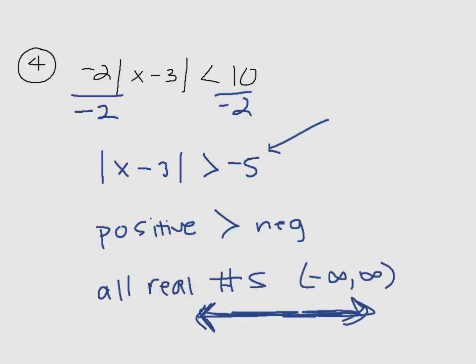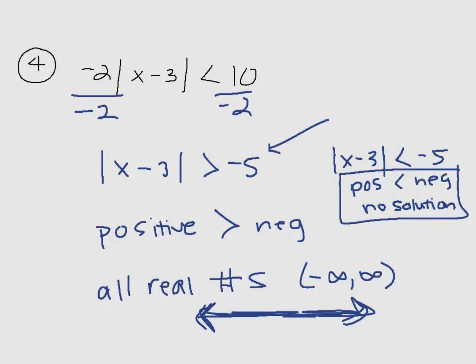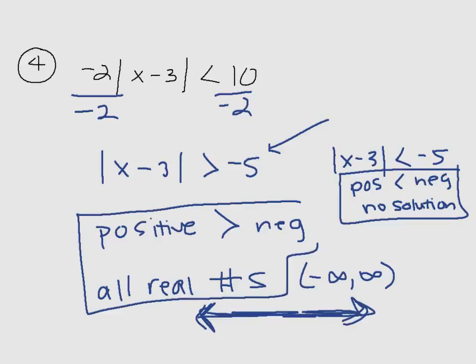If it was the other way around, so for example, if I had the absolute value of x minus 3 is less than negative 5, this would mean that the positive is less than the negative. So if it's a less than sign, then it's going to be no solution, because a positive can never be less than a negative number. So if a positive is less than a negative, then it's going to be no solution. If a positive is greater than a negative, then it's going to be all real numbers.